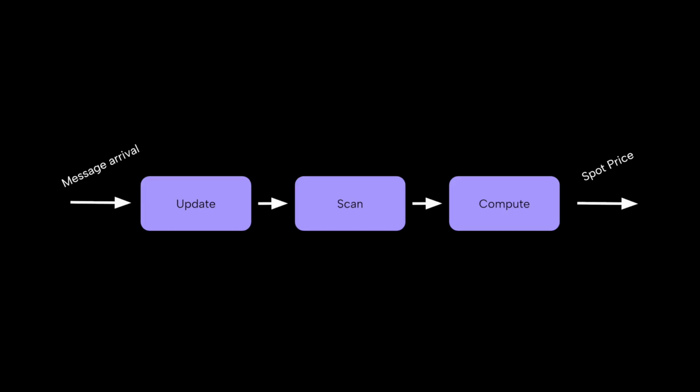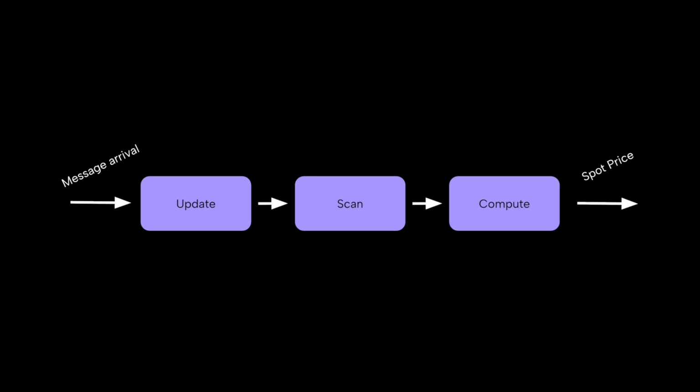I'll now describe the logic of the workflow. The logic flow for the module is iterative. You have the update, which is when a message arrives, we immediately add, remove, or update the order in the respective array. Following that, we have the scan, where we iterate through the active orders in this array to identify the new highest bid and lowest ask. And then compute, which is where we take the average of those two values to generate the spot price. We then feed the spot price into the Black-Scholes engine for computation.